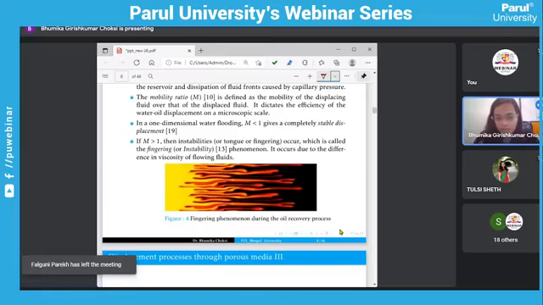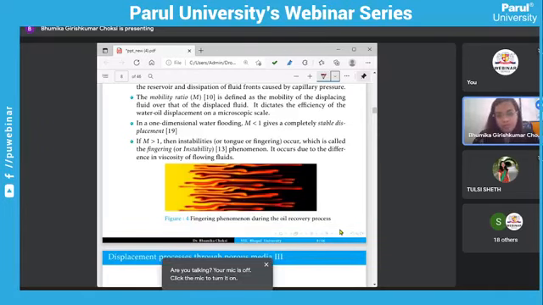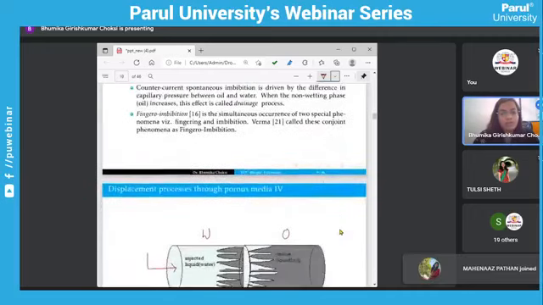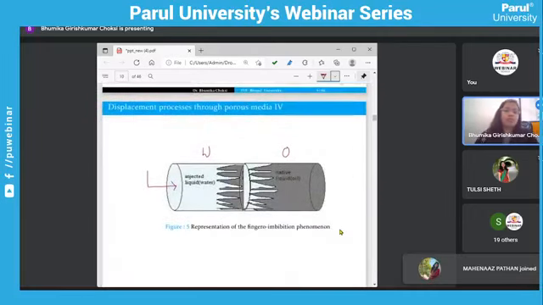This is the figure you can see, the actual figure. You can see it on the slide. So first the imbibition phenomenon is occurring, and then the fingering phenomenon is occurring. So all and all, both together is called the fingero-imbibition phenomenon. Okay, so this is our problem.